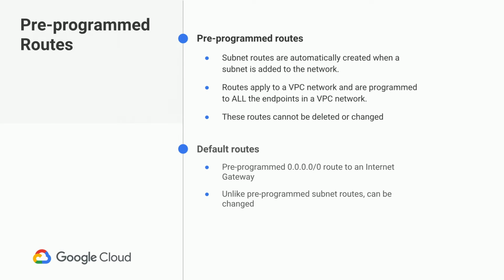The difference between the default routes and the pre-programmed routes is default routes can actually be changed. So like I said, the default route that will be created in your cloud environment actually points to an internet gateway. But let's say, for example, you want the default route to point back to your on-prem environment. Unlike the pre-programmed routes for VM to VM communication, you can actually go in and change the default route.